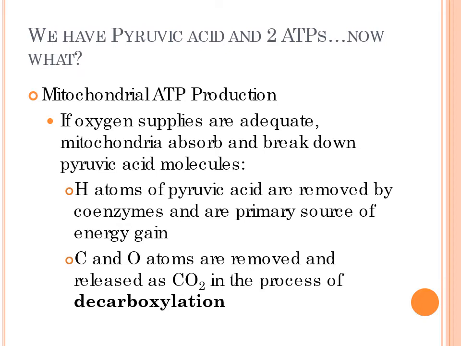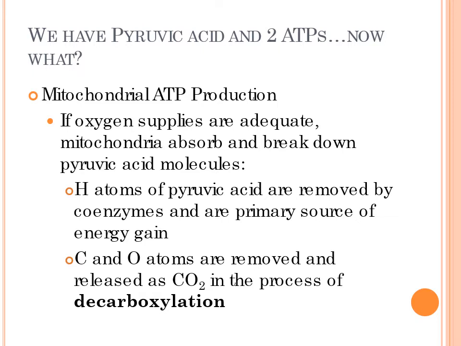So everything we just talked about with glycolysis was step 1 in our breakdown of carbohydrates or breakdown of glucose. Step 2 is ATP production within the mitochondria. So in the mitochondria, we require oxygen in order to absorb and break down pyruvic acid molecules. So remember, the pyruvic acid was created at the end of glycolysis, and then the pyruvic acid absorbs into the mitochondria and is then broken down further.